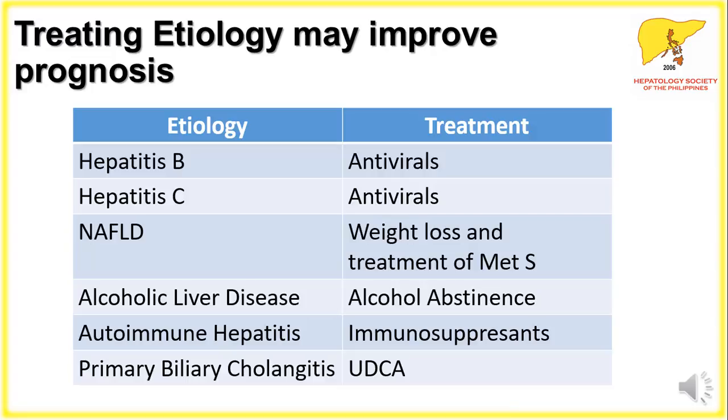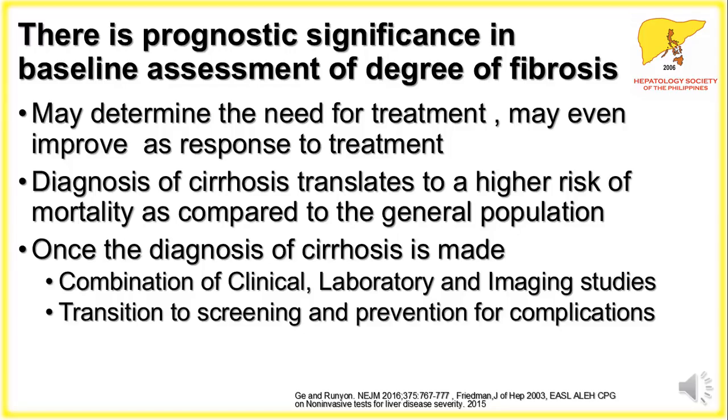Finding the cause of liver disease may lead to administration of treatments that are proven to improve prognosis and even delay progression of disease. In both hepatitis B and C, antivirals should be considered. In fatty liver, judicious weight loss and treatment of components of the metabolic syndrome may improve disease. Alcohol abstinence can lead to the improvement of alcoholic liver disease, while in autoimmune hepatitis, immunosuppression may help. PBC or primary biliary cholangitis patients may benefit from starting ursodeoxycholic acid.